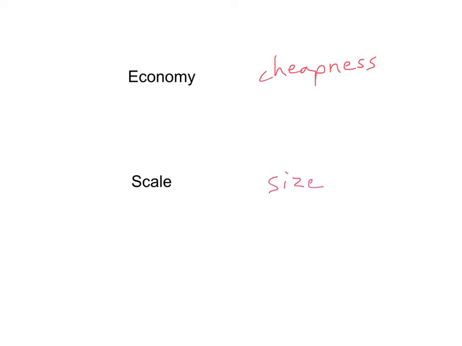So what an economy of scale is, it's cheapness that comes from size. In many industries, there are factors that make it so that bigger sized companies can produce their good more cheaply and therefore offer it at a lower price to consumers. So what are the sources of some of these economies of scale?